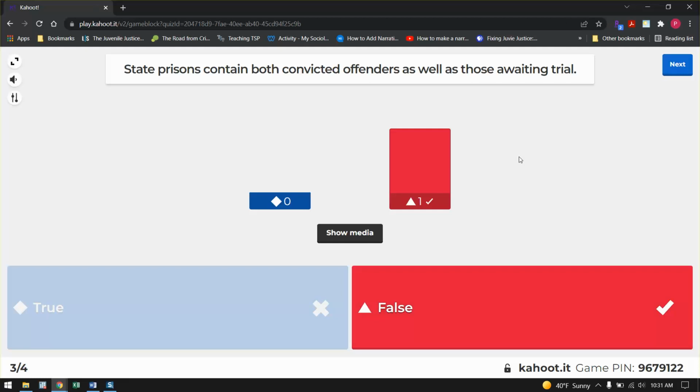It's typically people convicted of felony offenses. And typically they're going to be incarcerated for more than a year. Remember, the jails are more short term. It's people less than a year. Prisons is people over a year.